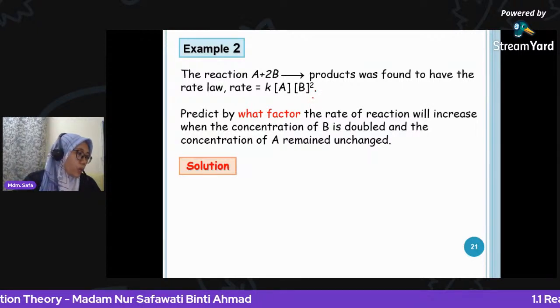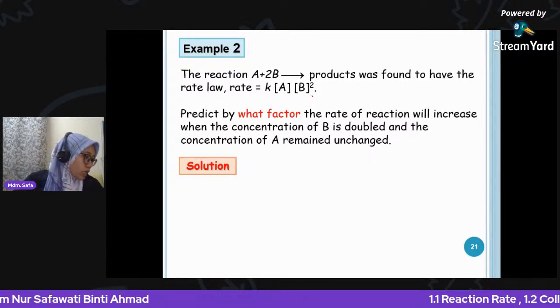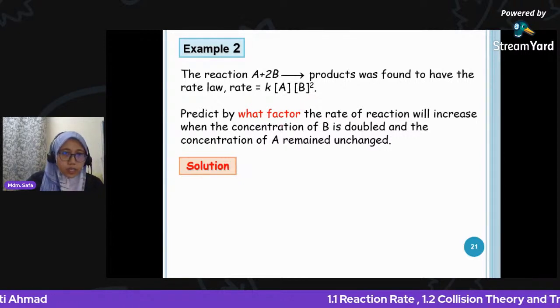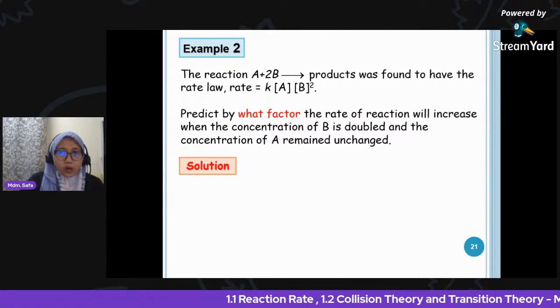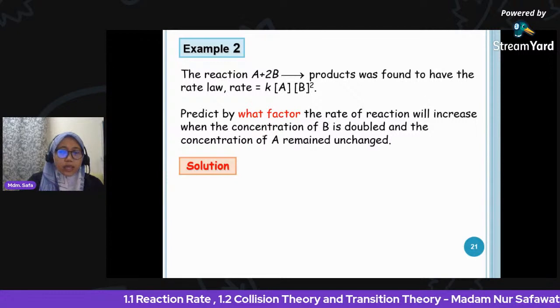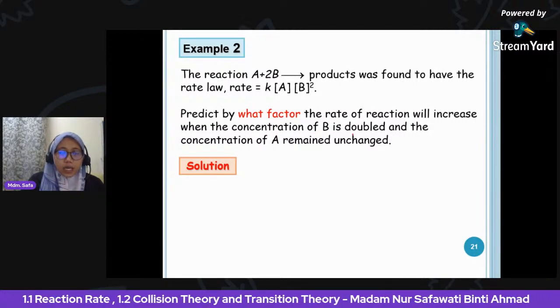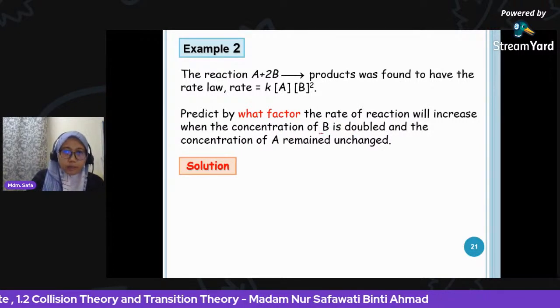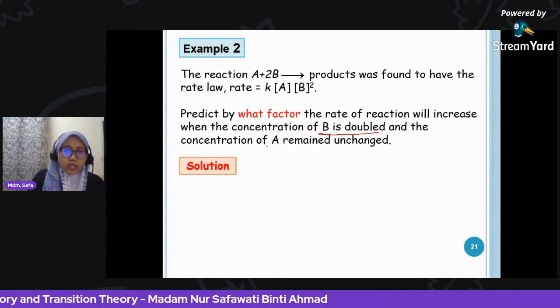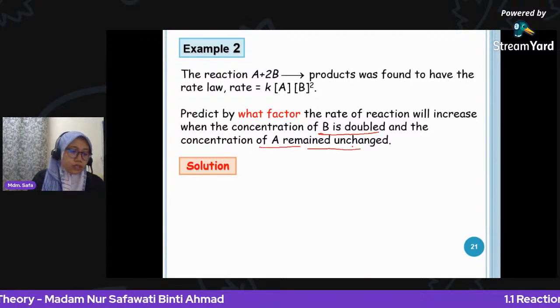Okay, so ini kamu boleh tengok pada kamu punya nota lah, ada sama je. Okay. So predict by what factor the rate of reaction will increase when the concentration of B is double. Okay, concentration B is double and the concentration of A remain unchanged.